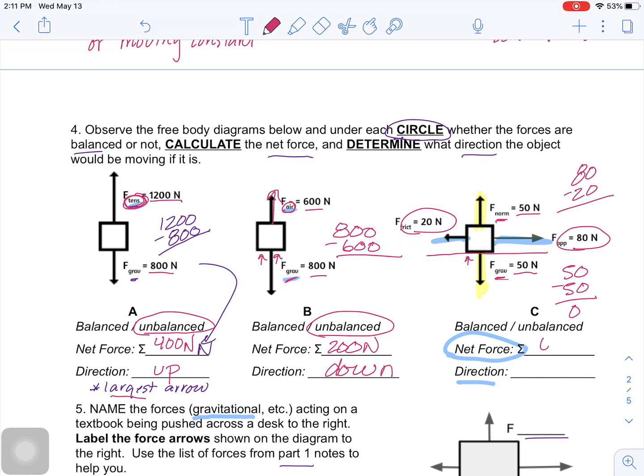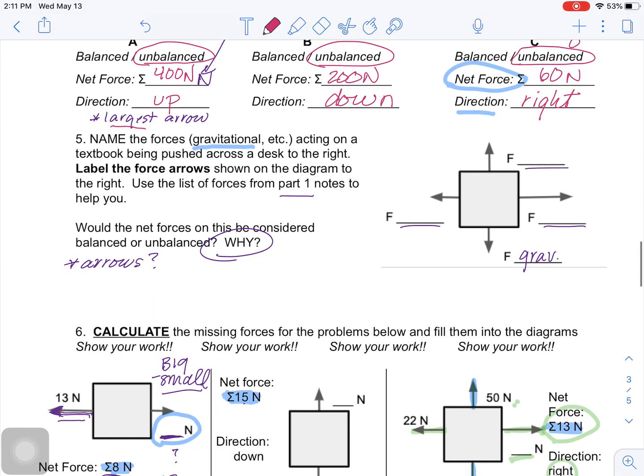Again, biggest minus smallest ends up being 60 newtons. Again, unbalanced because it's a number other than 0. And the direction it's moving would be of the larger, that would be to the right. Okay, so when you end up with 4, just pick 2 to start with. 2 are typically going to cancel out, so you're just seeing that one directional movement there.